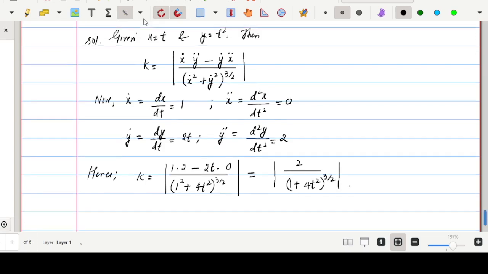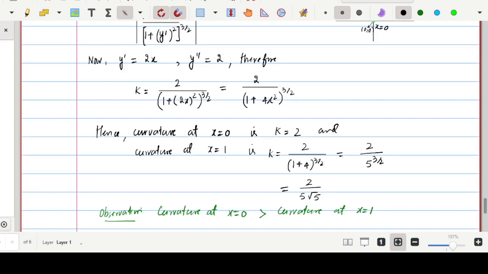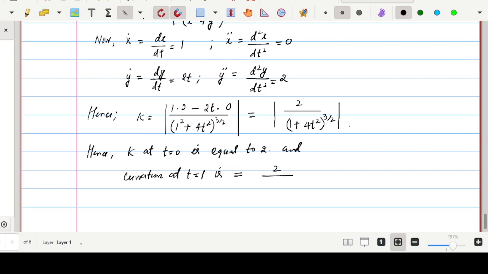तो अब अगर इसी को हम यहाँ पे कंपेयर कर लेंगे, जो हमने कार्टेशियन फॉर्म में किया था, हमें वहाँ भी मिला था 2 डिवाइडेड बाई 1 प्लस 4x स्क्वायर पावर 3/2. अब नीचे पैरामीट्रिक फॉर्म में 2 डिवाइडेड बाई 1 प्लस 4t स्क्वायर पावर 3/2 मिला. अब हमें यहाँ भी t इक्वल 0 पुट करना है, and t इक्वल टू 1 पुट करना है. So hence this curvature at t equal to 0 is equal to 2, and curvature at t equal to 1 is equal to 2 divided by again 1 plus 4, so it is 5 power 3/2, जिसको हम फिर से लिख सकते हैं 2 divided by 5√5.